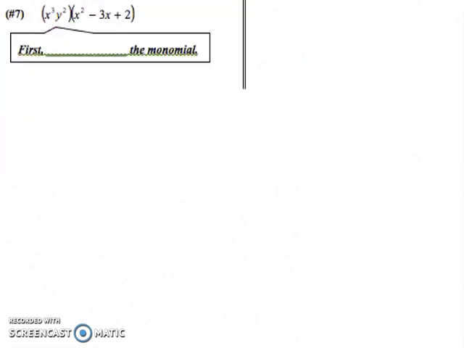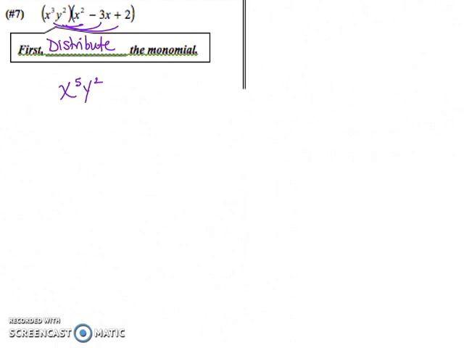Finally, number 7, okay? So I've got a monomial times a trinomial. My job here is going to be to distribute the monomial first, okay? Then after that, I'll take a look and see what I have. When I distribute my monomial, x cubed y squared times x squared, again, I'm multiplying an x times an x, so I'm going to add those exponents, so that's going to be x to the 5th y squared.